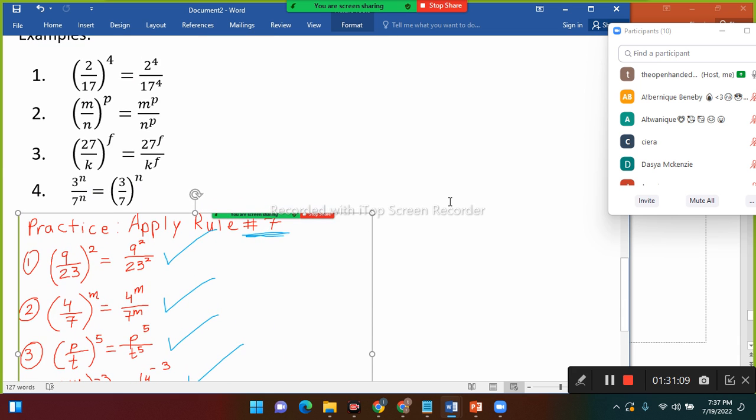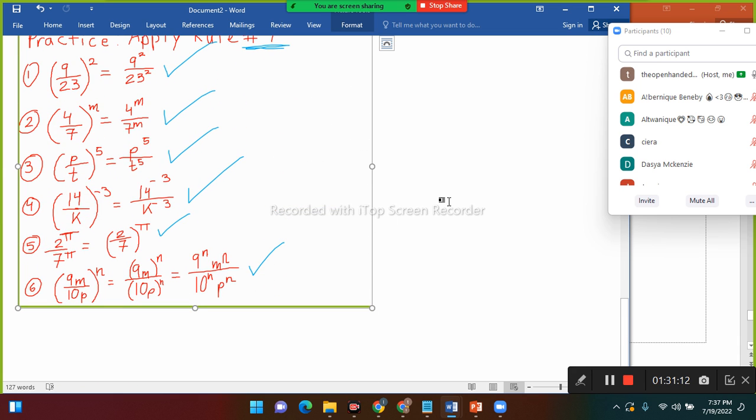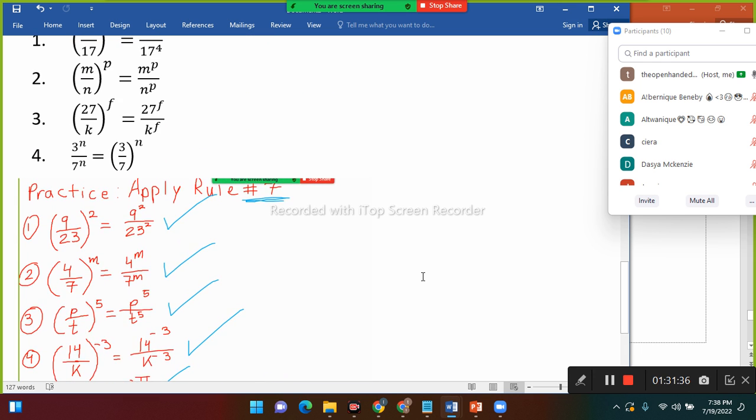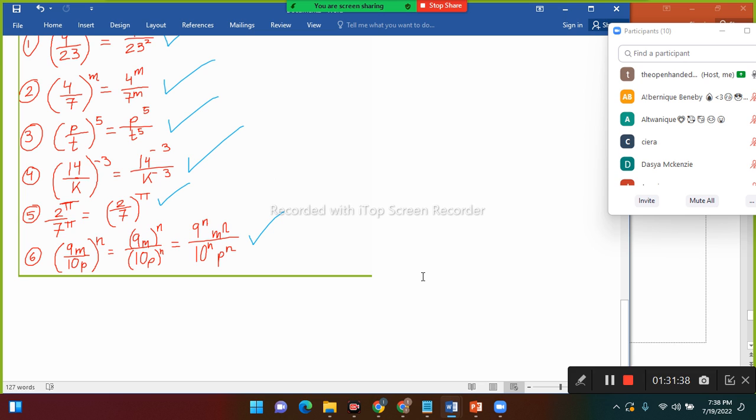So the final rule is the one that is very interesting. Sometimes it can slip our memory, but it's a very useful rule. Very useful rule. We call it the fractional exponent rule. So rule number 8, the final rule for the night.